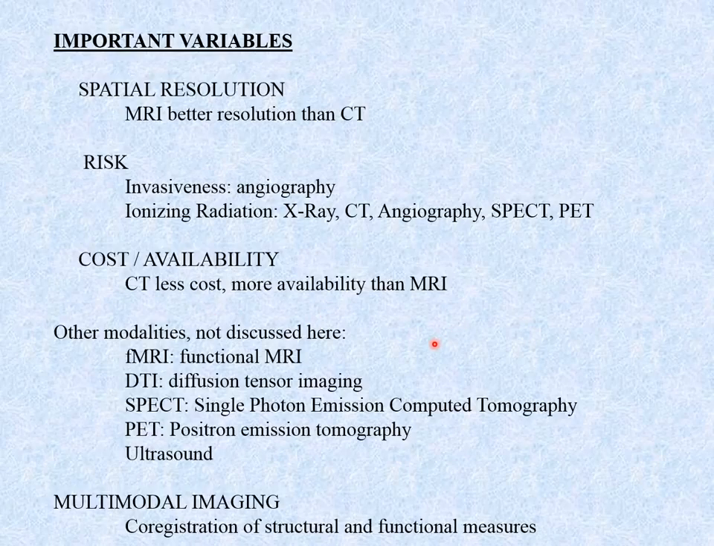Other modalities that are available now, but we have not discussed here, are functional MRI to look at various functions layered on top of the MRI, diffusion tensor imaging, also based on the MRI, single photon emission computed tomography, and positron emission tomography that provide measures of functional activity of the tissue you're looking at, and ultrasound. And increasingly you will see co-registration of functional and structural measures, where you'll put together a functional MRI and a CT scan and perhaps a positron emission tomography or a SPECT scan.